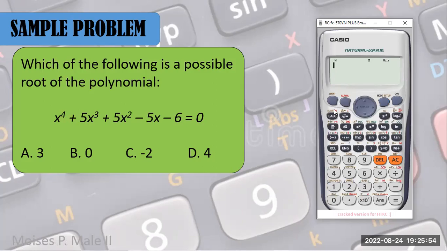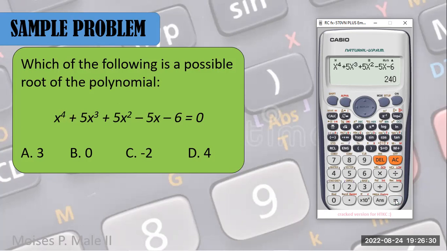So, input nyo lang, no? So, alpha x raised to 4. Okay. So, plus 5x cubed. Then, plus 5x squared. Minus 5x. 6. So, dito ka lang. Then, calculate nyo. Okay. So, hihingi siya ng value. No? So, try mo sa letter A. Okay, dapat mag-0. Kung saan yung mag-0, yun yung sagot.